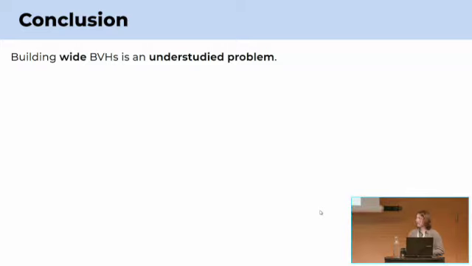So in conclusion, I personally believe that building wide hierarchies is currently an understudied problem. As I've discussed in the introduction, most of the literature focuses on building binary hierarchies, which is something that I think now we are getting pretty good at. But since the current standard for actual ray tracing implementations is the wide hierarchy, I think there is really room for research on this specific problem.